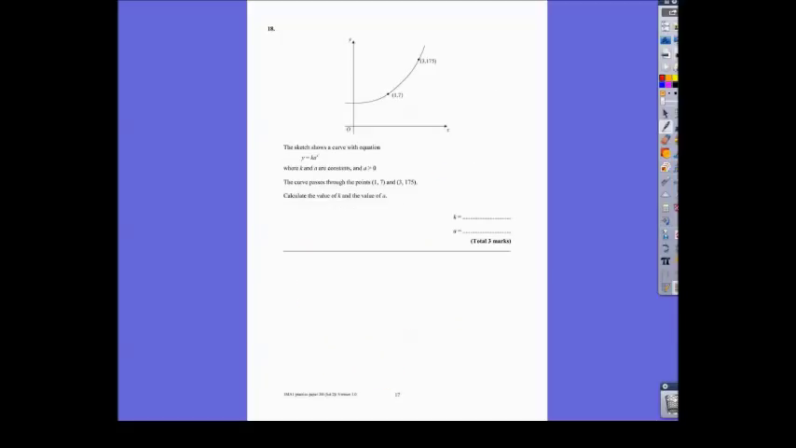Question 18. The sketch shows a curve with equation y equals k a to the power of x, where k and a are constants and a is greater than 0. The curve passes through the points (1, 7) and (3, 175). Calculate the value of k and the value of a.